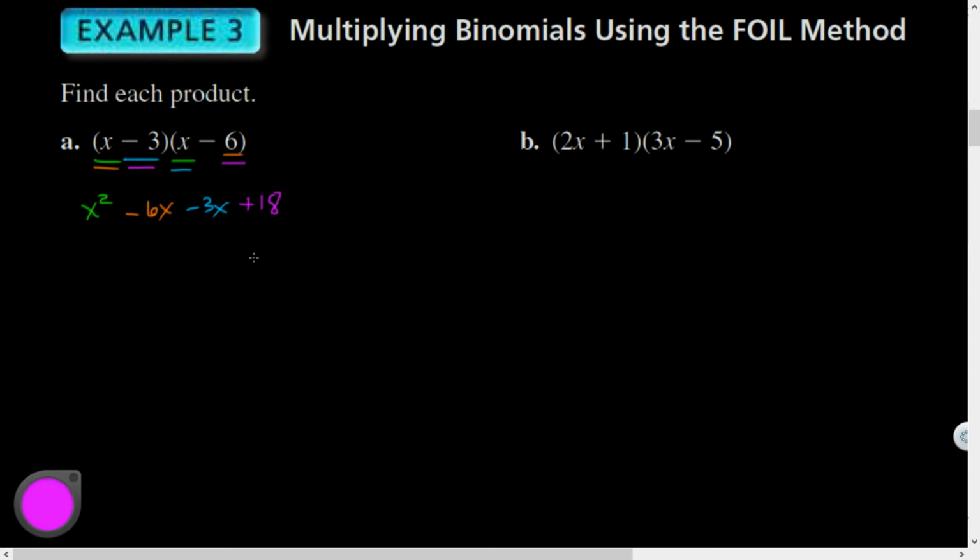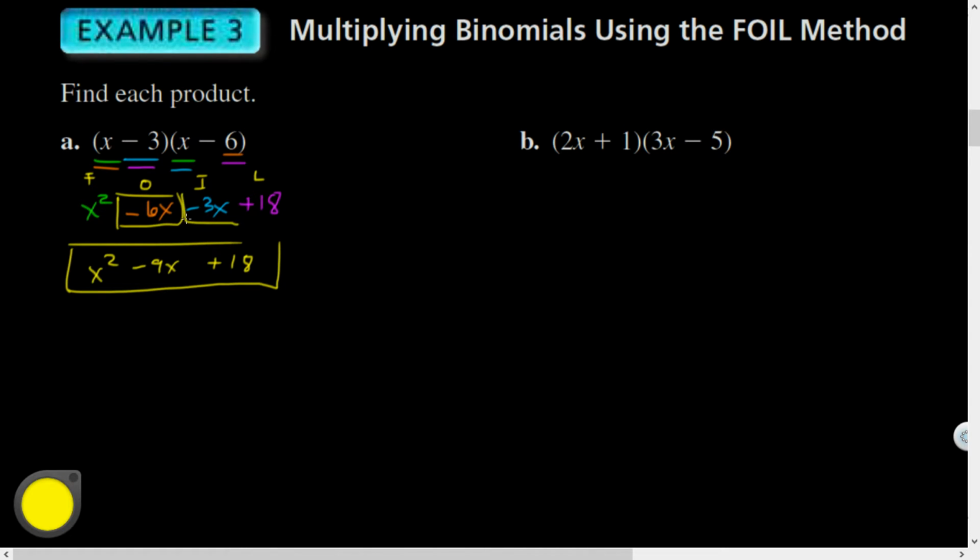I don't know if the colors made it more complicated. Might have. First, outer, inner, last. Right? So firsts, outers, inners, lasts. FOIL. And now I just go through and combine like terms if I can. So let's see, I'd have x squared, negative 9x, and plus 18. Right, so if I just combine those guys, that was negative 9x.